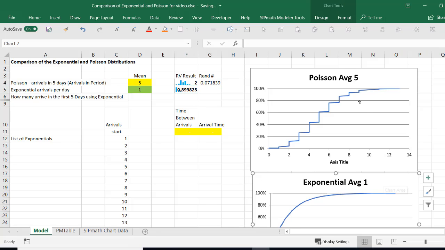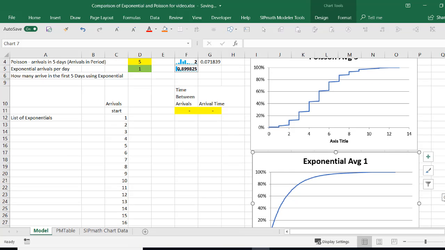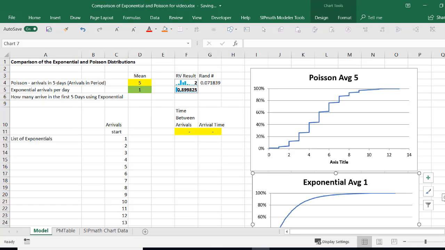It has an average of 1. The Poisson has an average of 5. Well, these don't look at all alike. What we really want to ask is, if I had a bunch of exponential arrivals, and I could count how many arrived in that 5-day period, then it should be equal to the Poisson. That's my hypothesis here. So let's generate a bunch of these exponential arrivals.